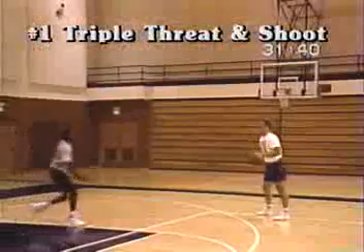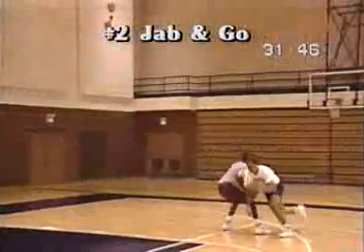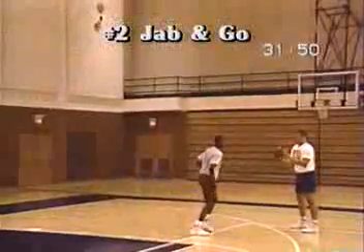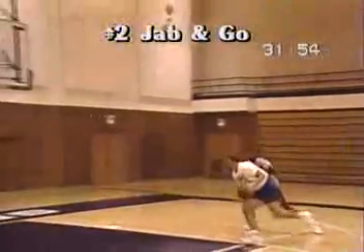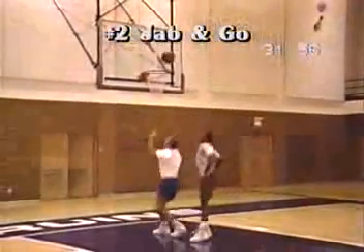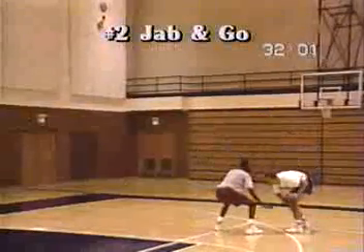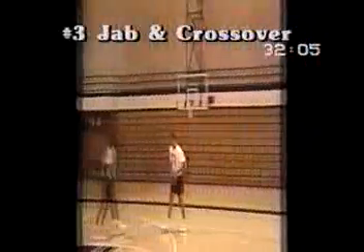You'll always receive the ball in a triple threat position. If you have room, always take the shot. Move number 2, jab and go. You'll go to a jab and go position. The defender will have the hardest time moving to his right side, so you will attack to his right. Again, attack the defender's weak side or the side he has difficulty moving toward.